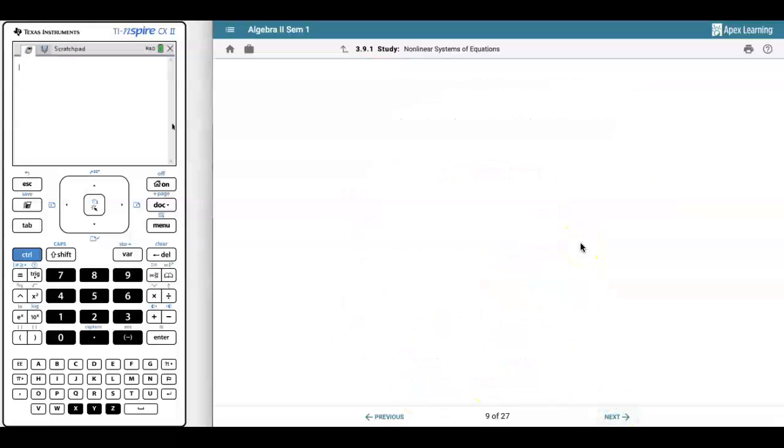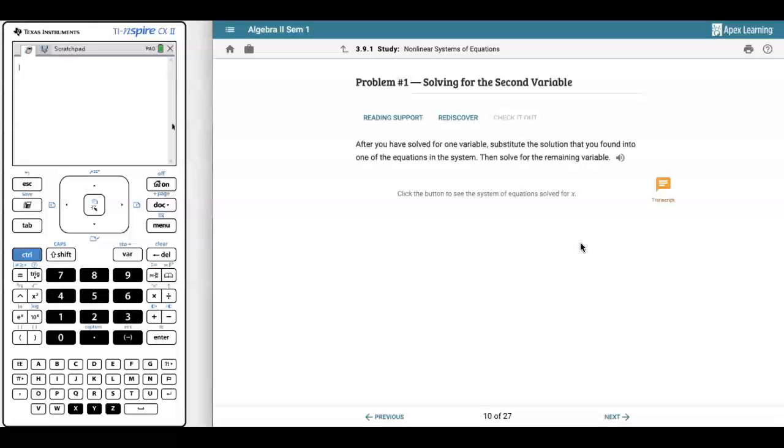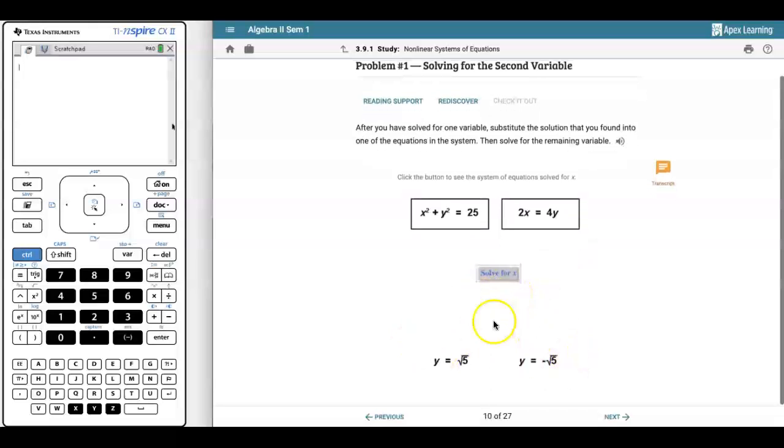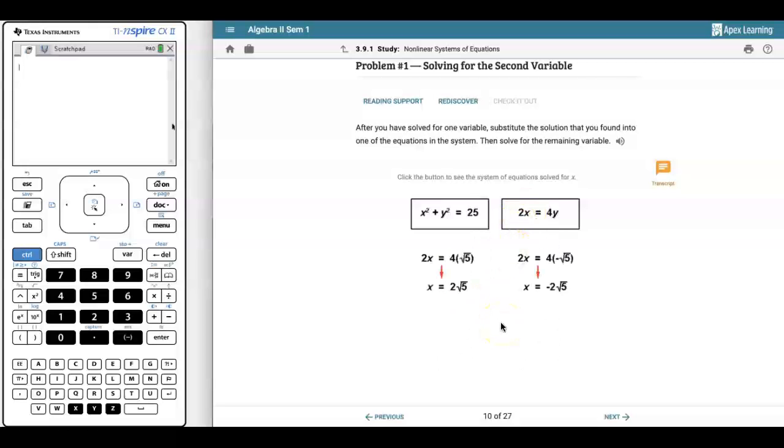Then we isolate the second variable. How we do that is we take that first variable that we solved for and we plug it back into our original equations and we solve for the remaining one. So for here, it was easier to deal with the right-hand equation.